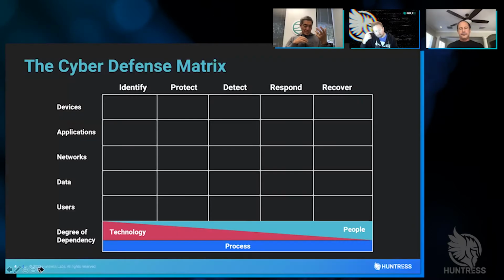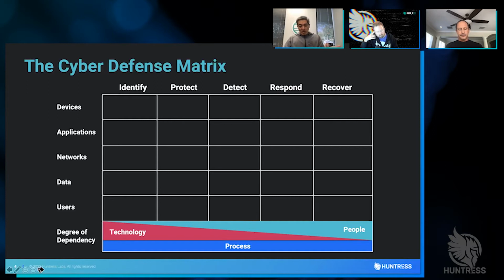Sure. Fundamentally, it's a mental model, and hopefully one that's relatively simple enough that you can have it as a working mental model in your head. The mental model consists of two dimensions: things that we care about, and you can look at those as nouns, and the things that we do, and you can look at those as verbs. The things that we do are based off the NIST cybersecurity framework. So identify, protect, detect, respond, recover.